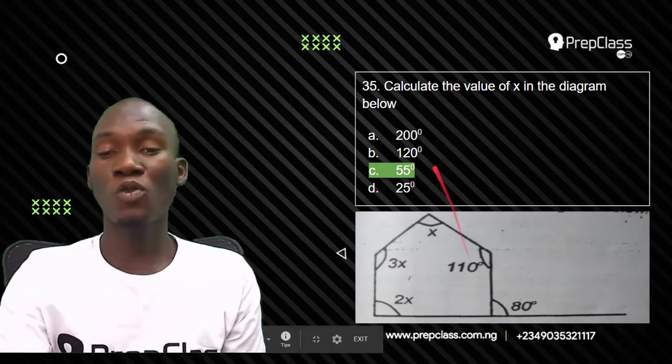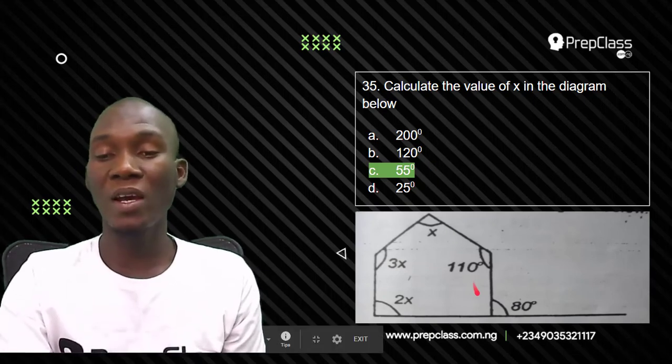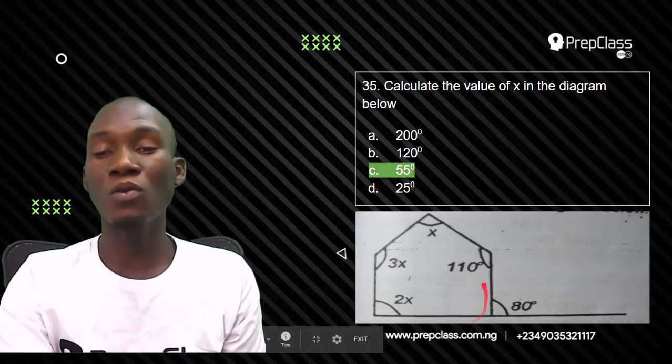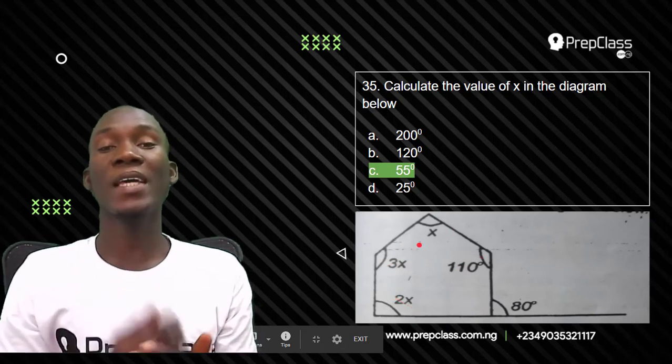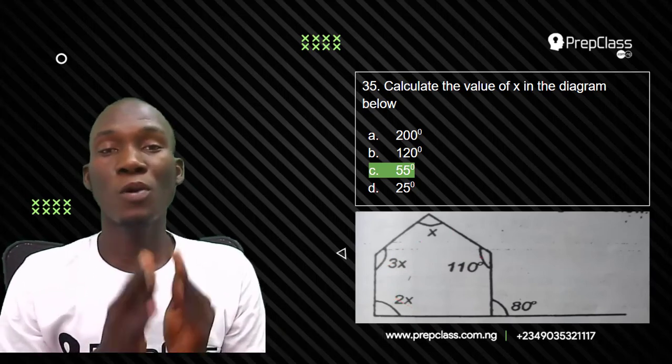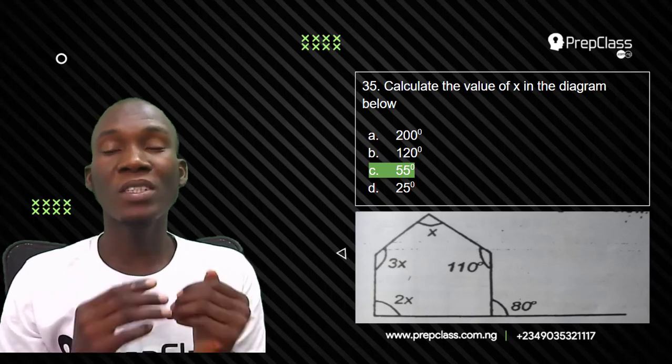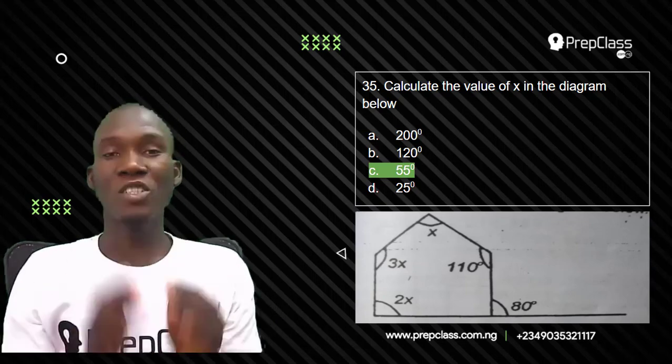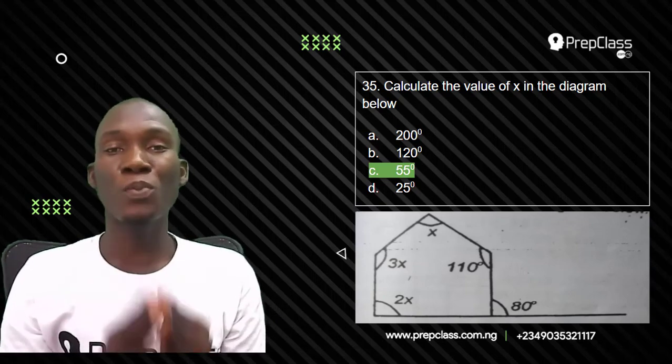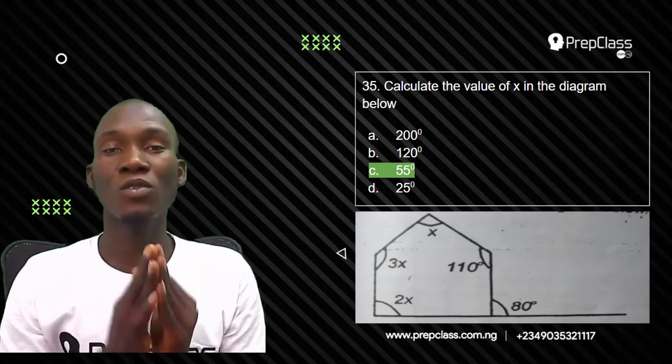So from the diagram, first of all, we have to find the missing angle here. After that, then we find the total angle in a polygon. Then from there, we can get the value for x. Some questions might not be straightforward, but they are very, very easy to solve. All you just need to do is understand what you are supposed to do for that question to get solved.